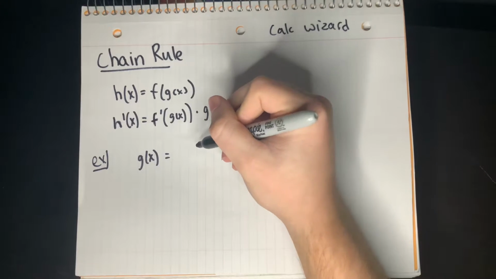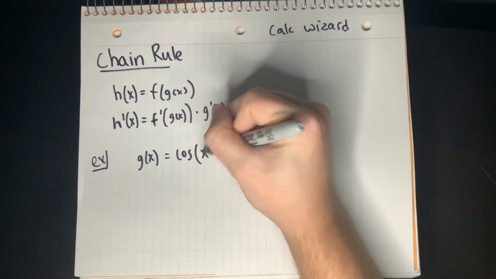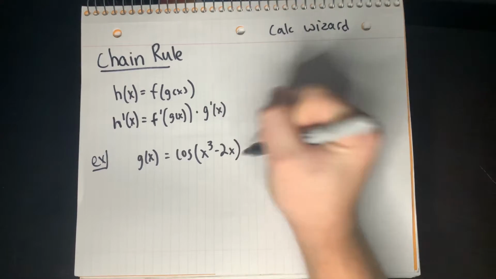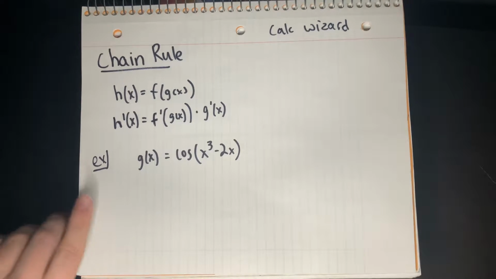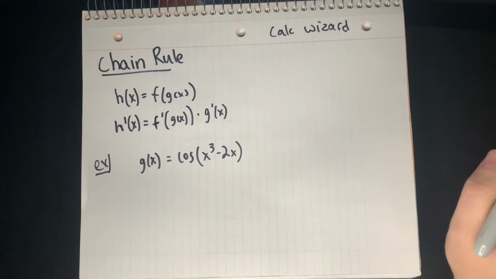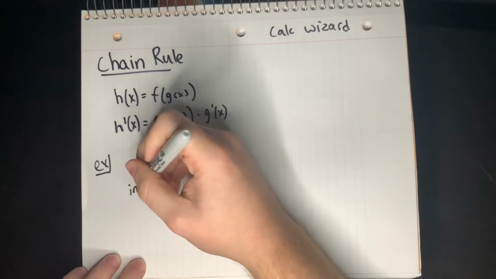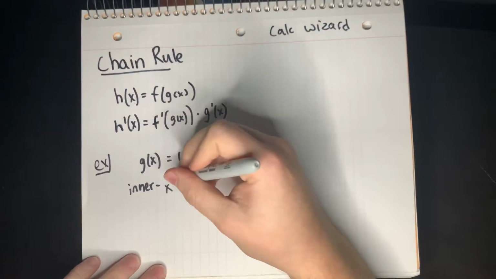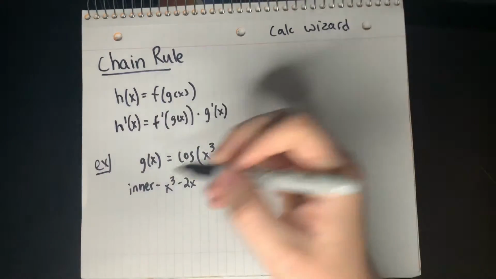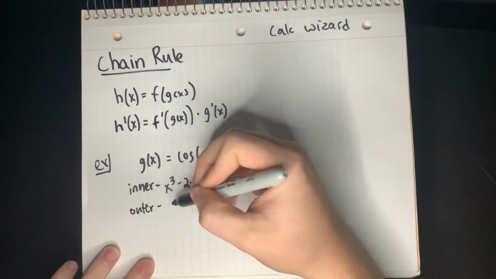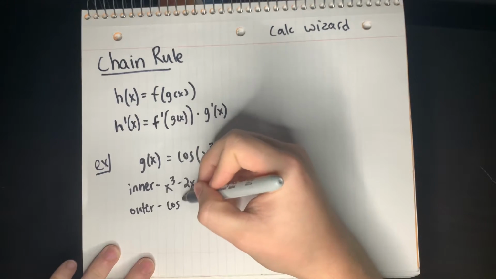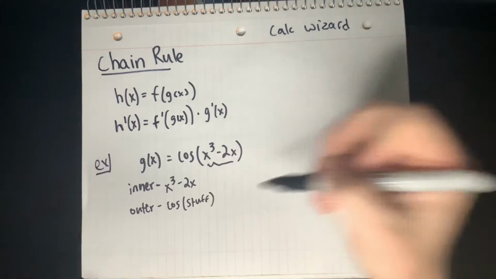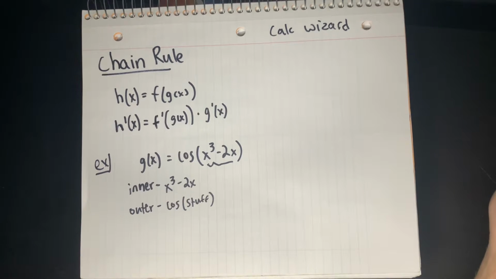We're going to have g of x equaling cosine of x cubed minus 2x. Okay, we're going to have to determine our inner and outer functions because we can see that this is going to be a chain rule. So our inner function is going to be this stuff inside the cosine, so it's going to be x cubed minus 2x. Our outer function is going to be this cosine of stuff. And that's how I like to do the chain rule. I like to say a function of stuff and then multiplied by the derivative of stuff.